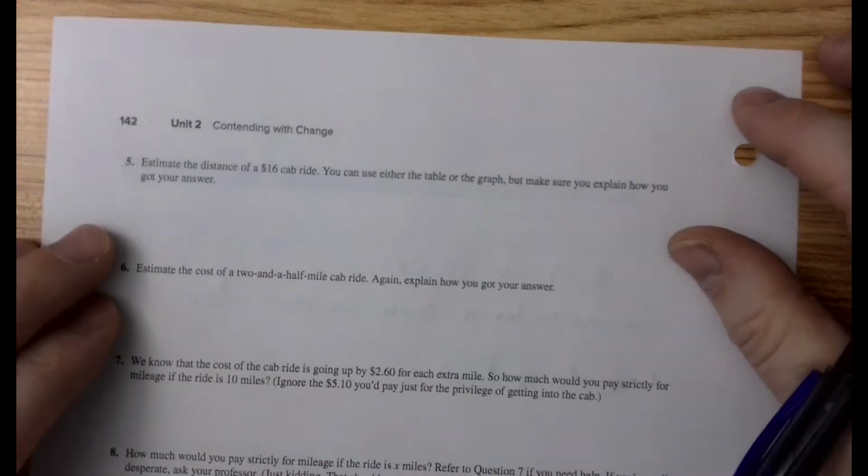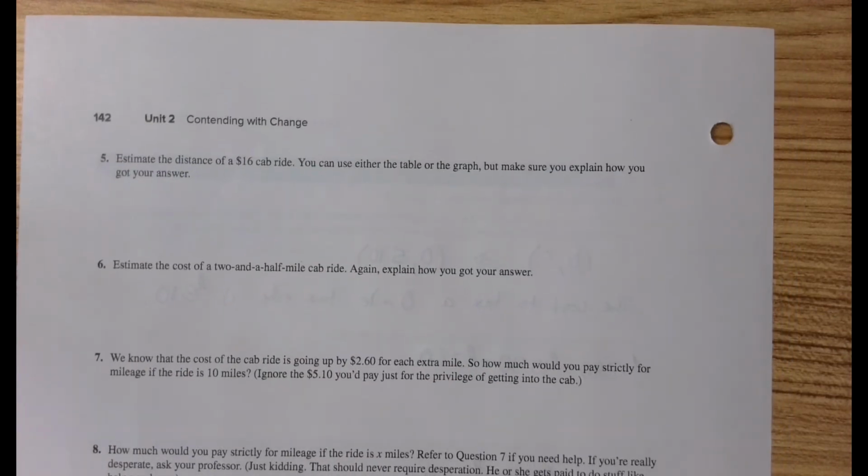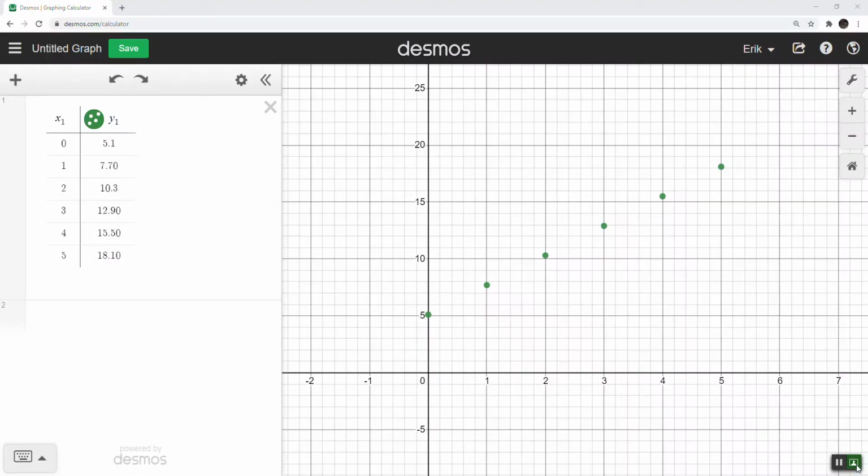Okay, let's keep going. So we're going to estimate the distance of a $16 cab ride. Now we're told to use either the table or the graph. So I'm going to switch to Desmos, where I have both the table and the graph. And if I were to do it from the table, I would note that after 4 miles, we were charged $15.50, and after 5 miles, $18.10. So it's between 4 and 5 miles, the cost of a $16 cab ride. And in fact, it's going to be closer to 4 miles than 5 miles. So I'm going to guess like 4.2 miles.